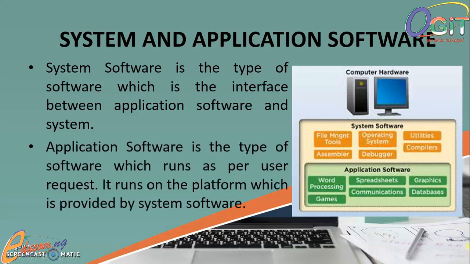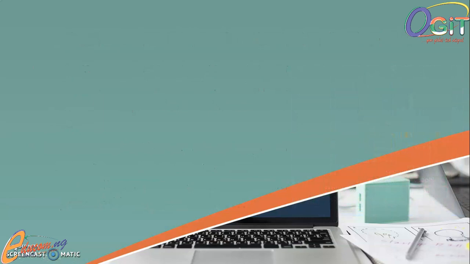While application software, on the other hand, is a type of software which runs as per user request. It runs on the platform which is provided by system software. There are various examples of application software, like our games, our word processors, and so many others. Let's continue.